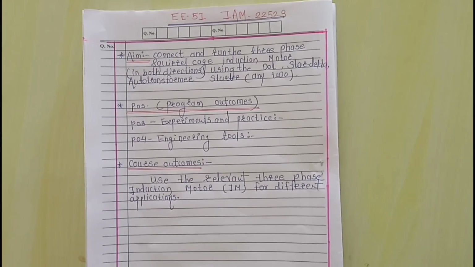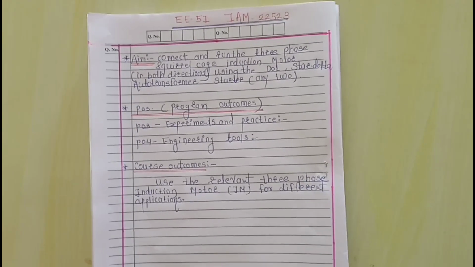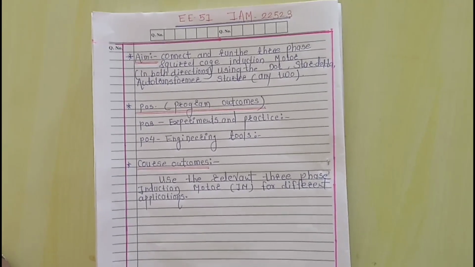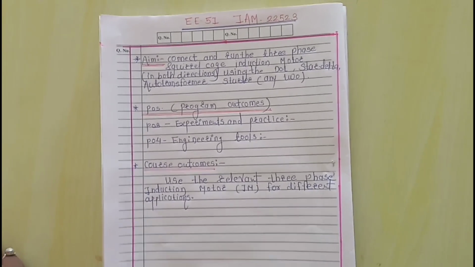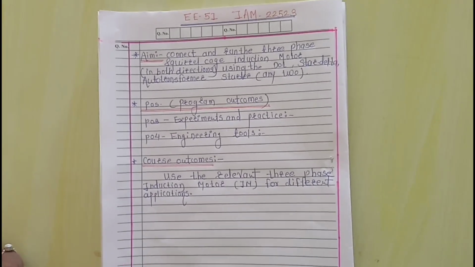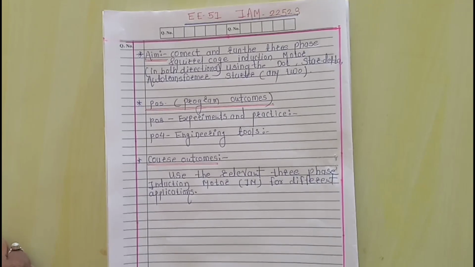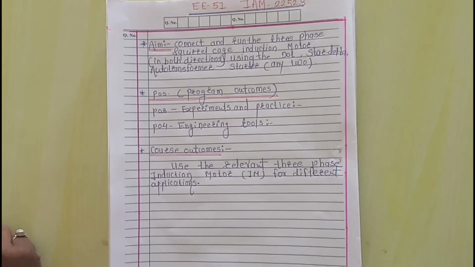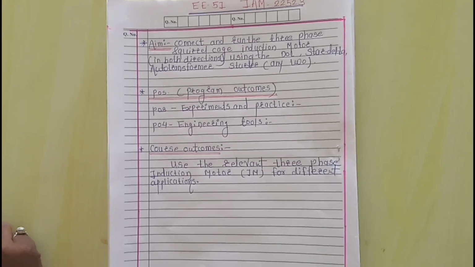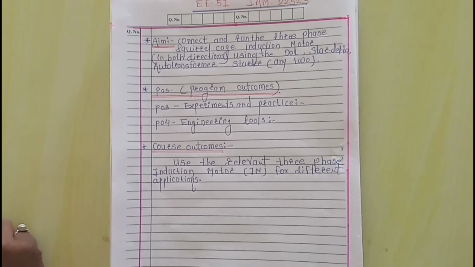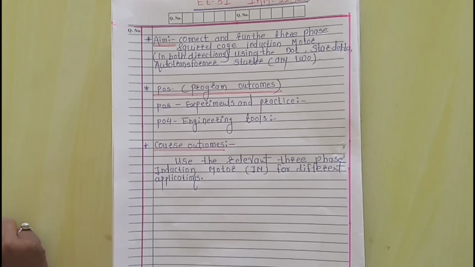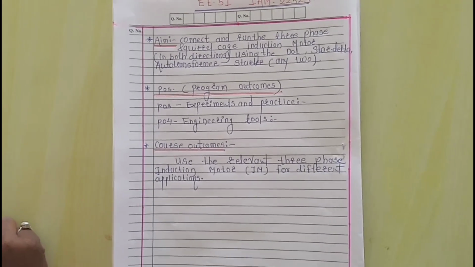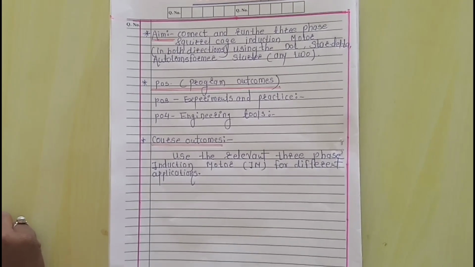Hello everyone. Today we are going to learn the practical video of the Industrial AC Machine subject from 5th semester. The aim of the practical is to connect and run the three-phase squirrel cage induction motor in both directions using the DOL, star-delta and auto transformer starter.